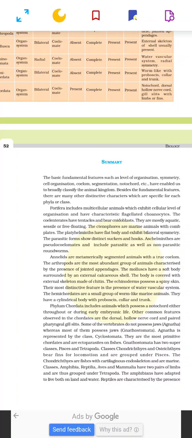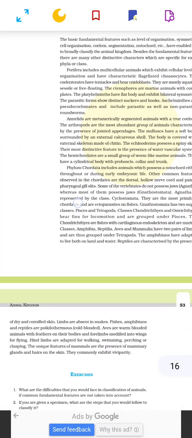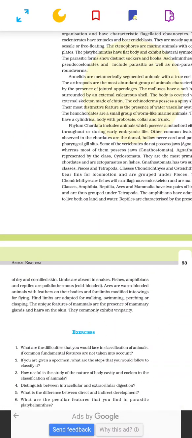Classes Chondrichthyes and Osteichthyes bear fins for locomotion and are grouped under Pisces. The Chondrichthyes are fishes with a cartilaginous endoskeleton and are marine. Classes Amphibia, Reptilia, Aves and Mammalia have two pairs of limbs and are thus grouped under Tetrapoda. The amphibians have adapted to live both on land and in water. Reptiles are characterized by the presence of dry and cornified skin. Limbs are absent in snakes.